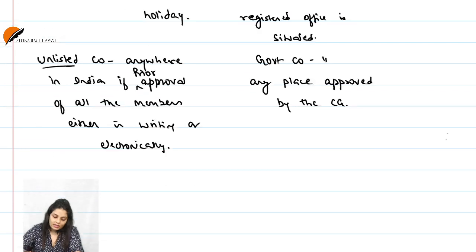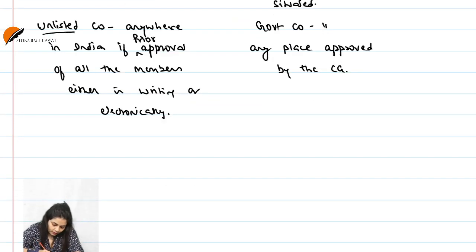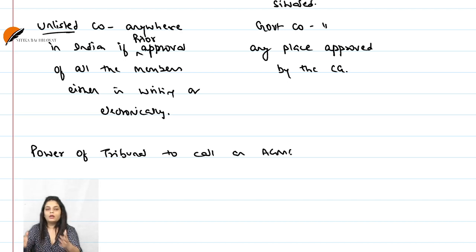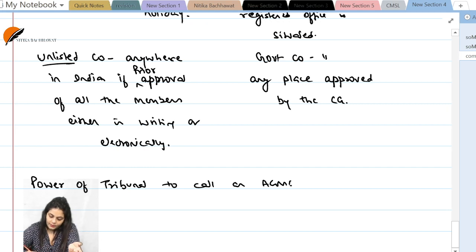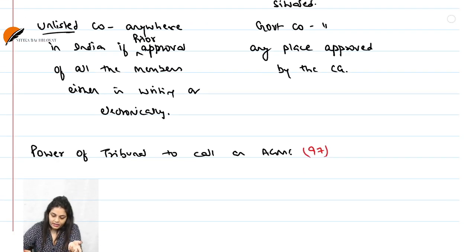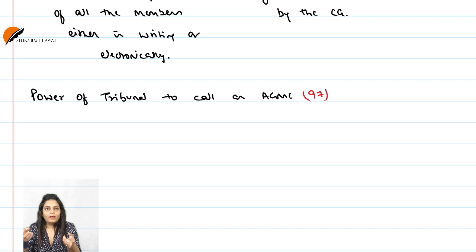Now, there is one more section which is related to AGM: power of tribunal to call an AGM. The purpose of calling the AGM is so that we can inform the shareholders what we have done throughout the year. This is given under section 97. They should be aware of what we have done.